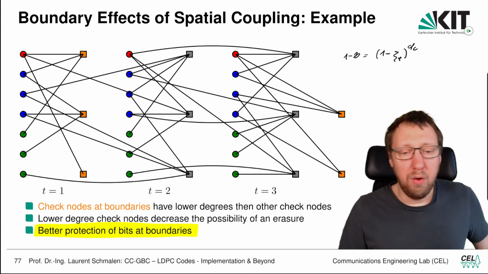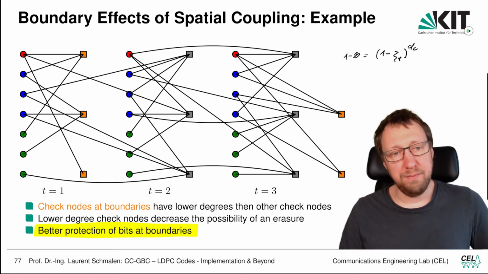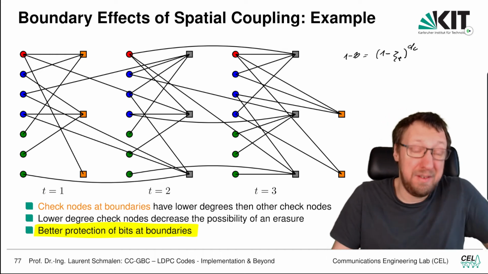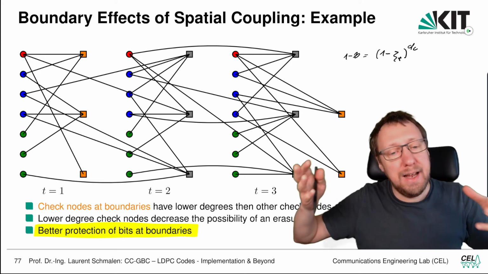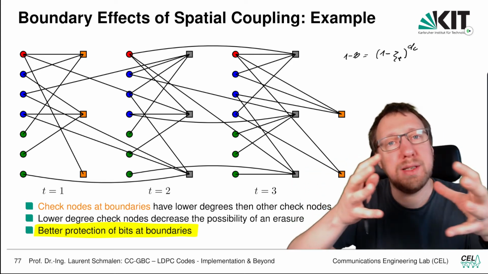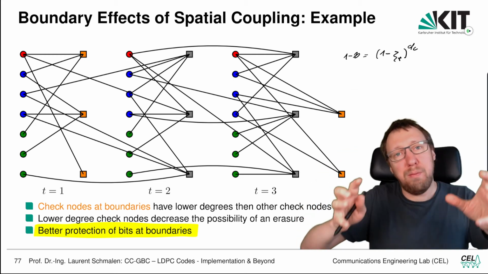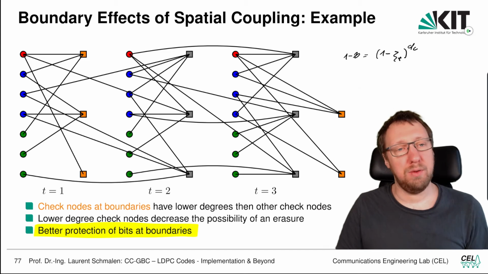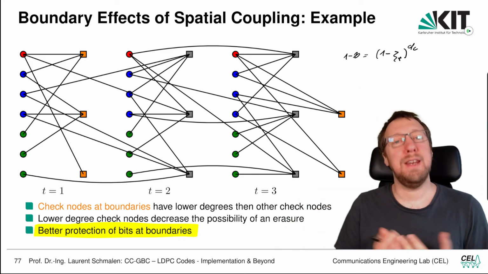So we have lower degree check nodes, they decrease the possibility of an erasure, and the check nodes at the boundaries have these lower degrees. So the boundaries get decoded first, and then because of the spatial coupling, the effect propagates towards the middle. We start at the boundaries, they get decoded, and we propagate to the next one, they get decoded, and they propagate and propagate and propagate, and so on. So there's actually this propagation effect that helps us decode.